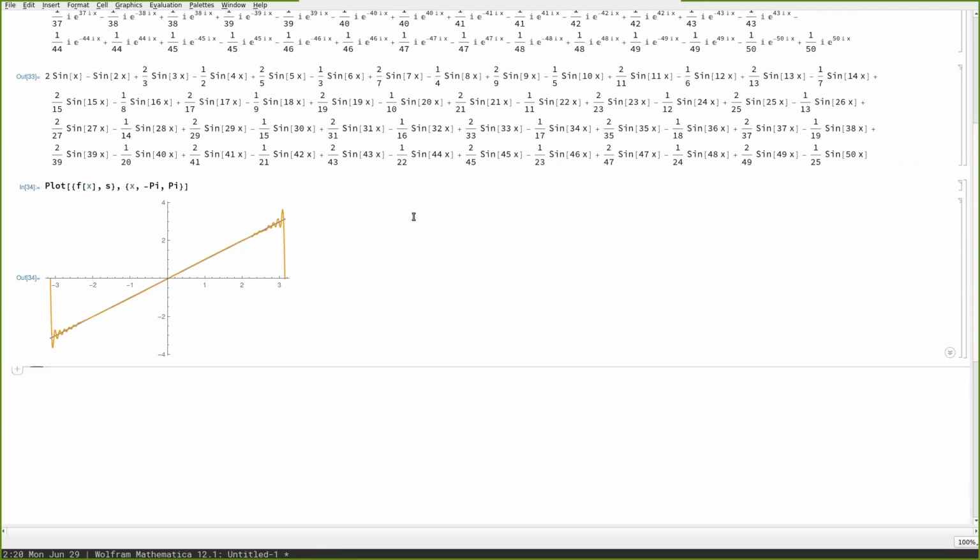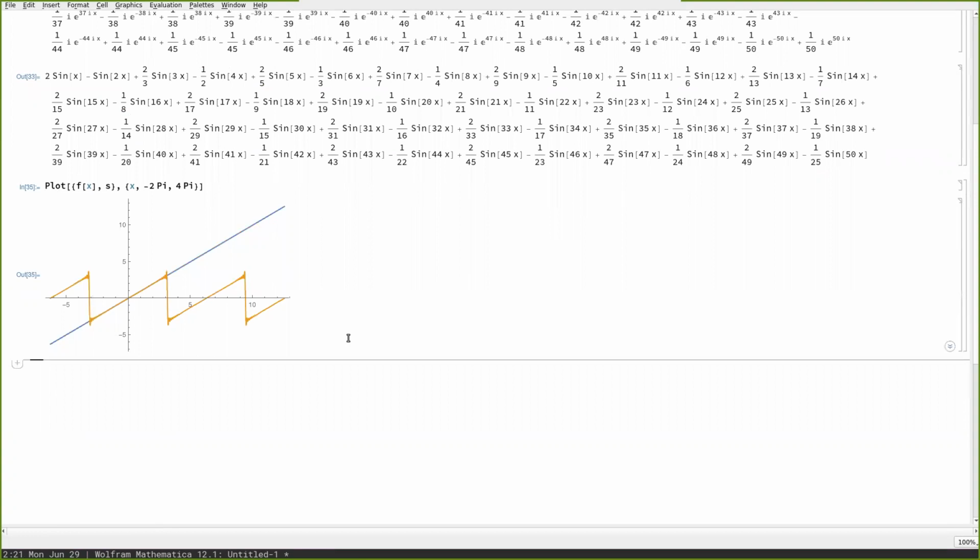However, this is only on the interval from negative pi to pi, or negative L to L. If I increase this interval to like negative 2 pi to 4 pi, watch what happens. So I'm going to plot the same Fourier series along with my function, and you can see that my approximation is horrible off of the interval from negative pi to pi.